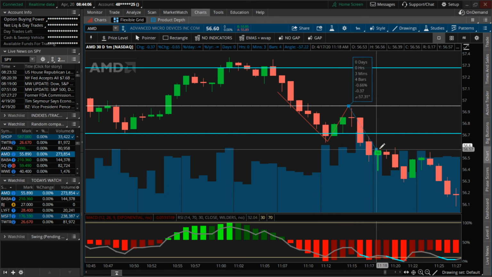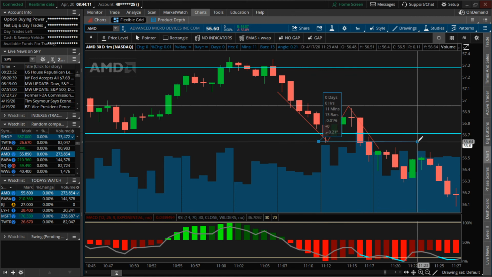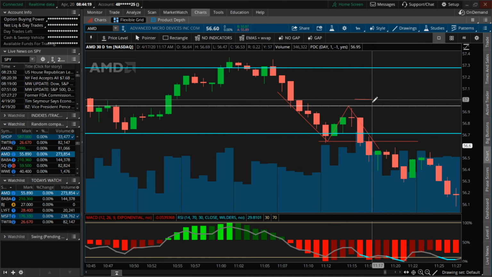You could have either got in right here, or you could have waited for the break of the support area around this level. It's up to you. Now, the closer you get to the previous day close, the tighter your risk. If you got in right here, you would have had a tight stop loss, probably right here. But if you got in down here at the break, you probably would have had your stop loss around right there, or the previous day close, up to you.